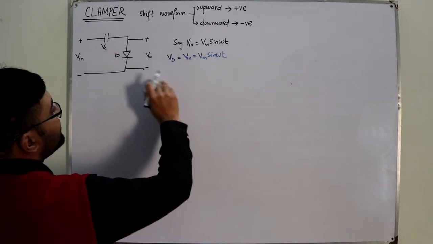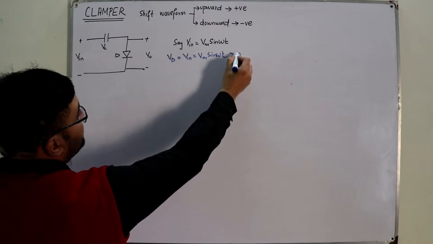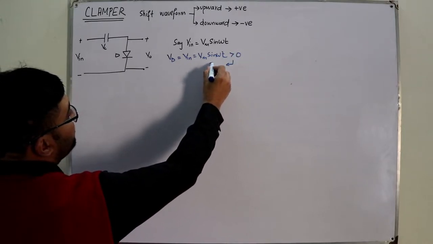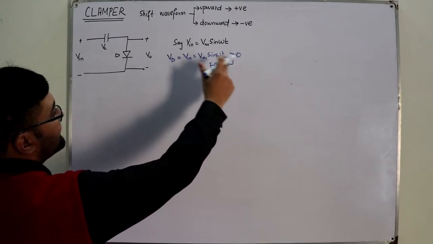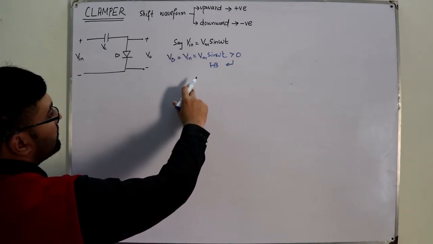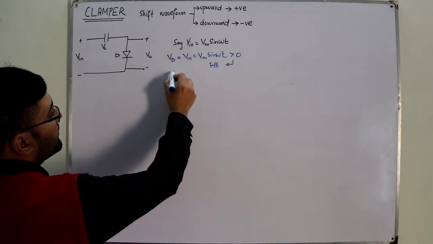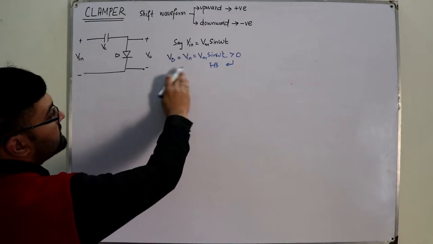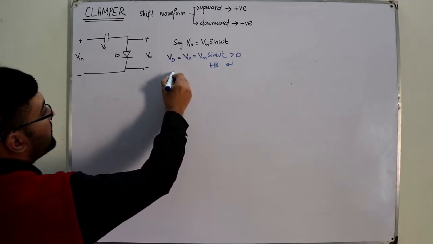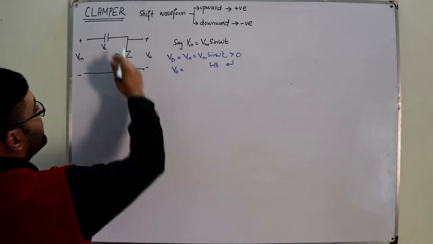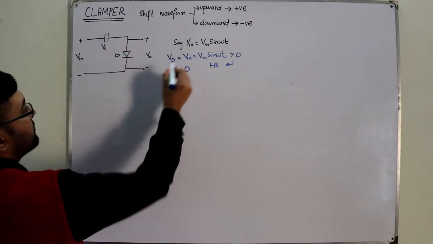In order for the diode to conduct, it should be greater than zero to make it forward biased. If this is greater than zero, it means the input voltage is greater than zero. So this would imply that the output voltage, if this is shorted out, would directly be equal to 0 volts.